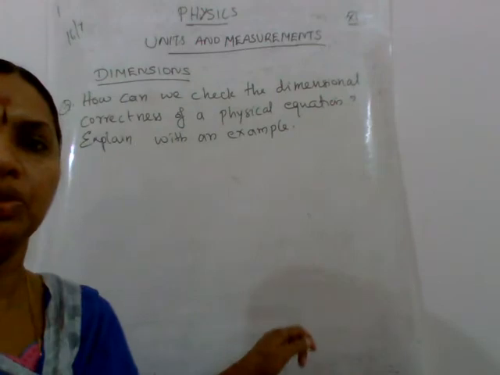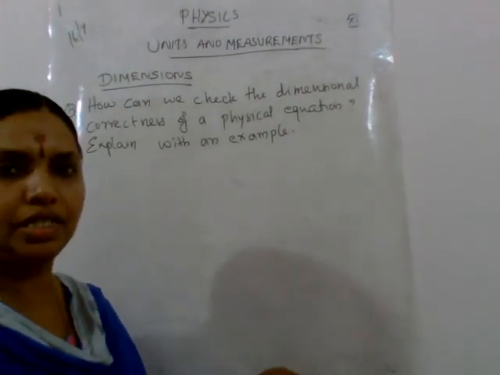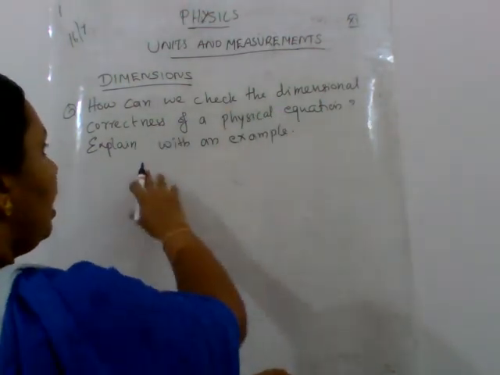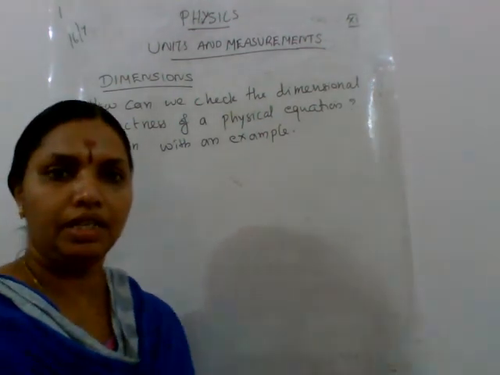Okay, so this is the next question, that is the first application of dimensional analysis. How can we check the dimensional correctness of a physical equation? Explain with an example.